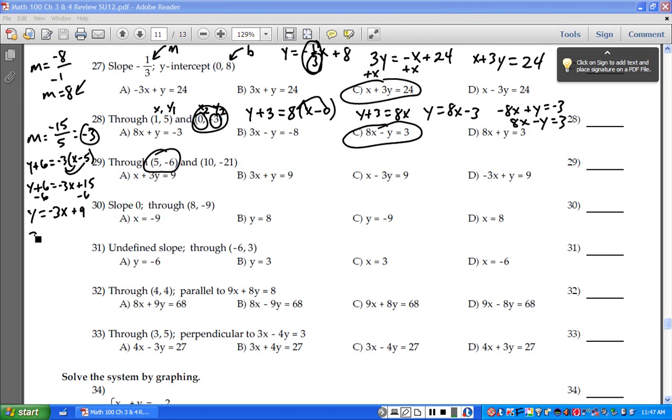Add 3x to both sides. 3x plus y equals 9. So for number 29, 3x plus y equals 9. The answer is B.